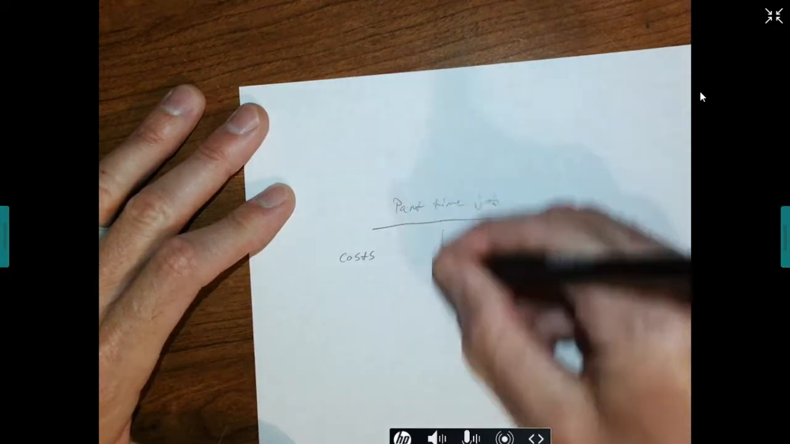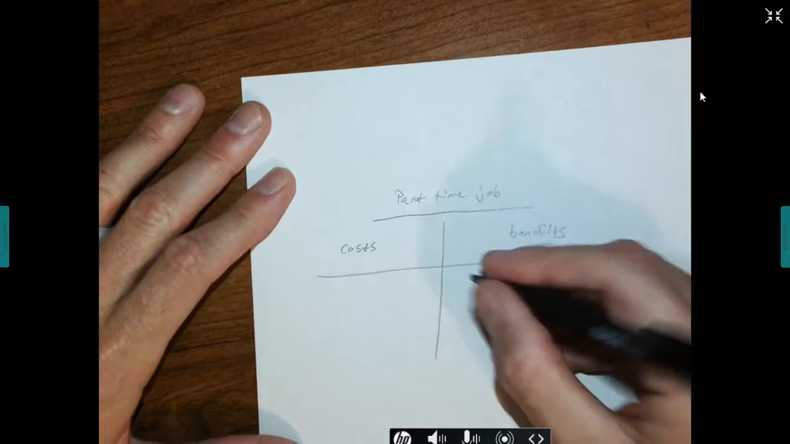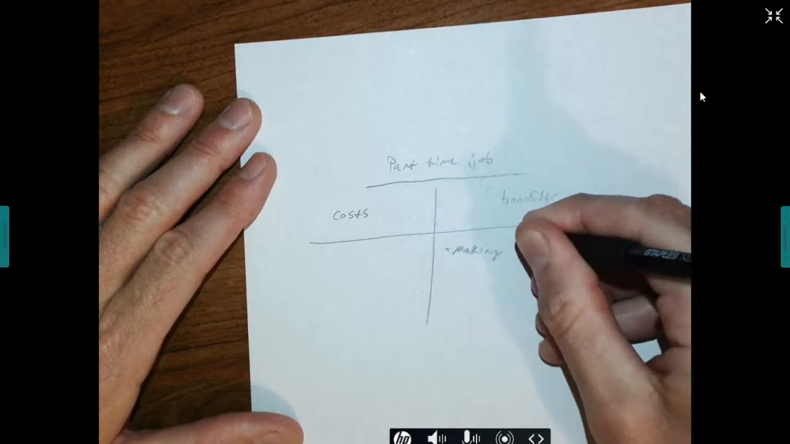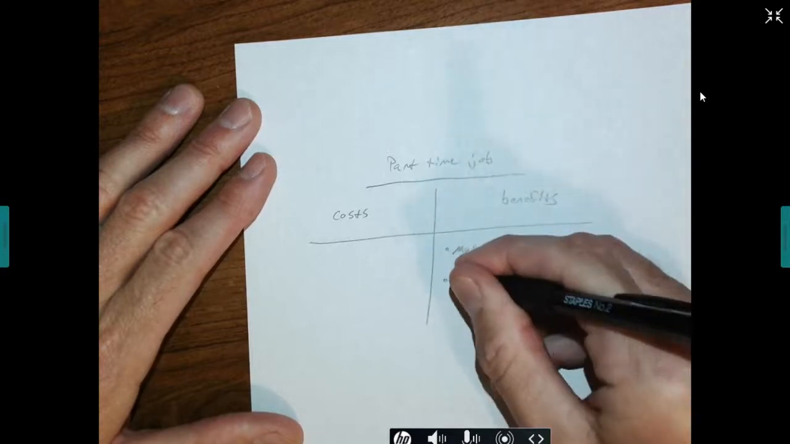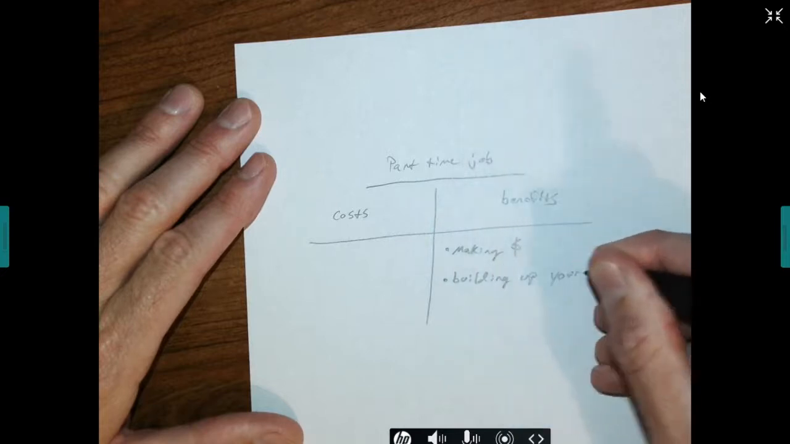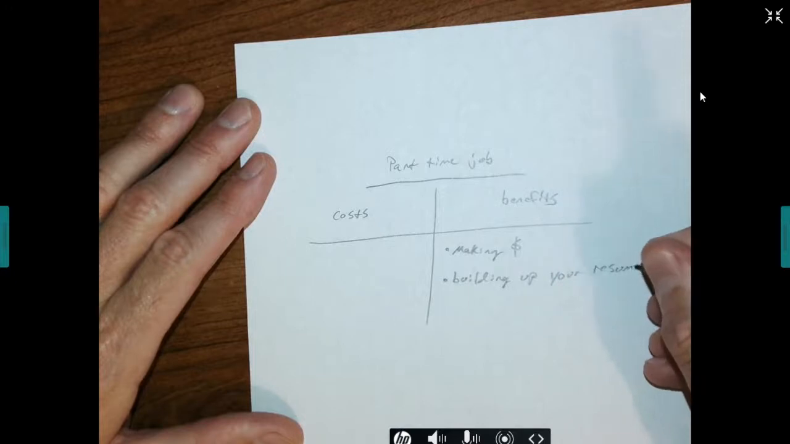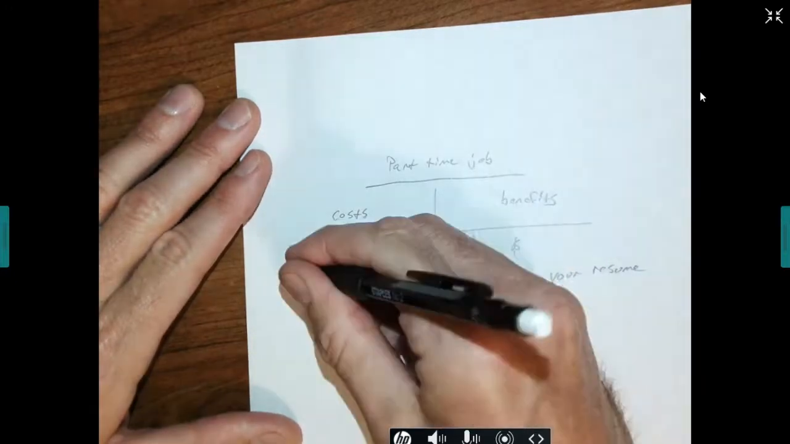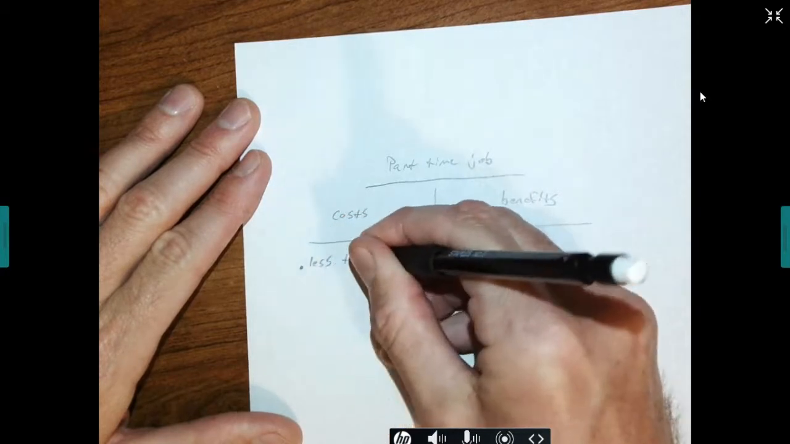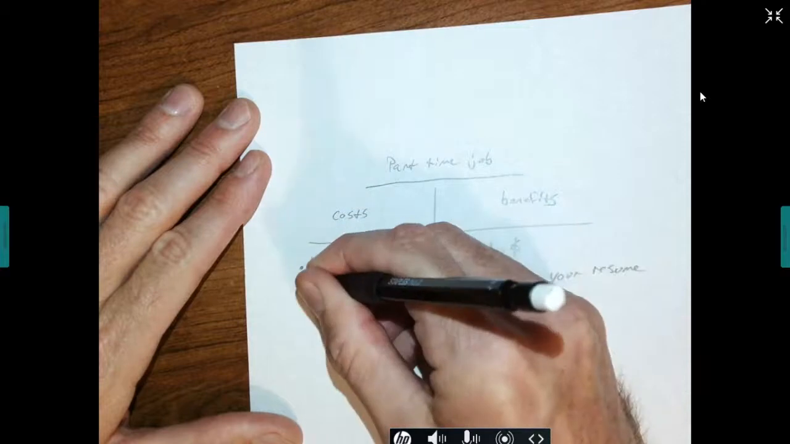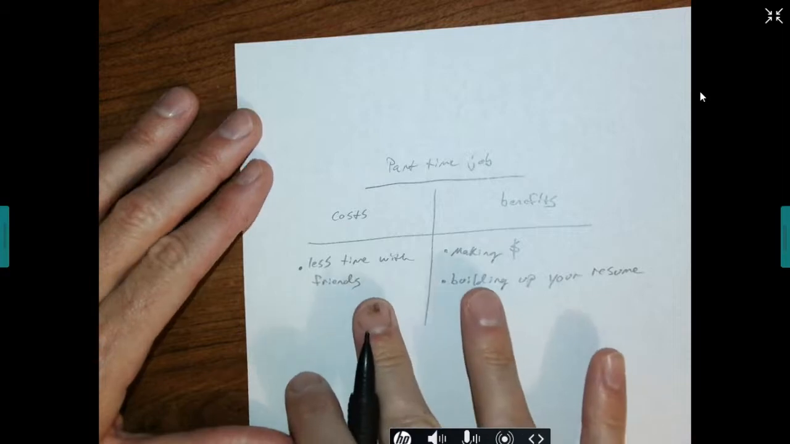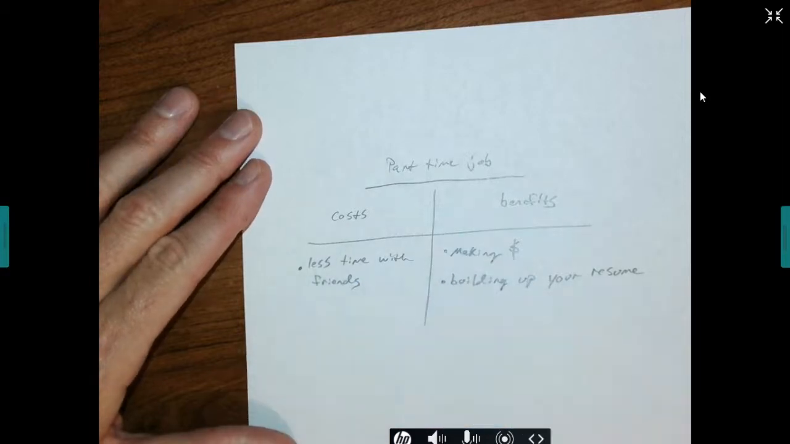You know, you can weigh the benefits. Obviously, making money. You're also building a resume, so you can put on some work experience. The costs are less time with friends, and stuff like that. We're just trying to go through the costs and benefits of any real decision making.